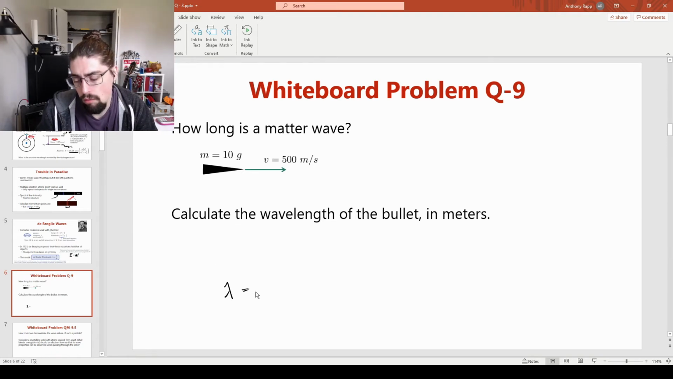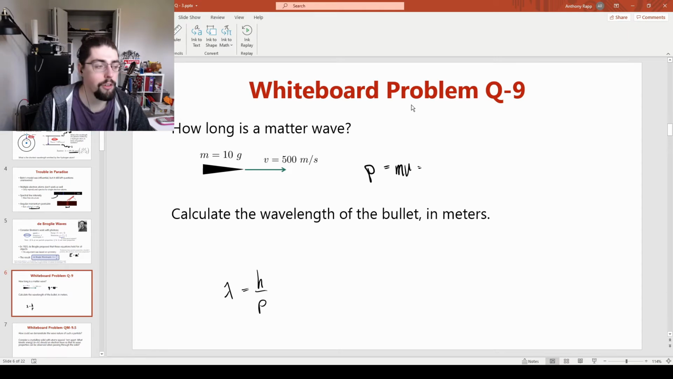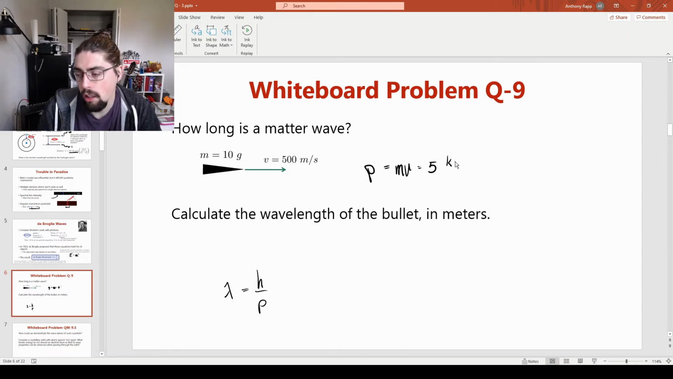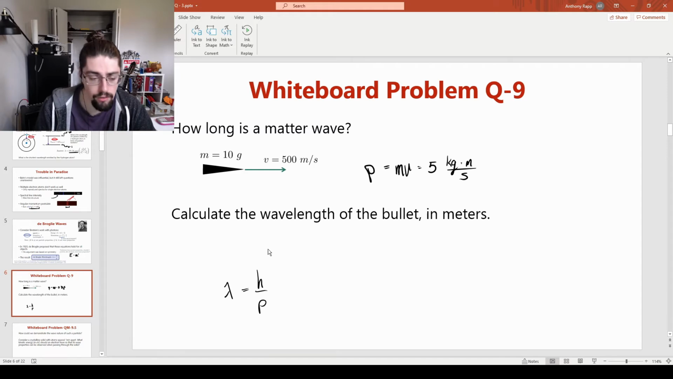Lambda equals h over p. The momentum of this bullet is just m times v. 10 grams times 500 meters per second. We should end up with 5 kilogram meters per second. Plug that in. Planck's constant divided by 5 lands us at 1.326 times 10 to the negative 34 meters.